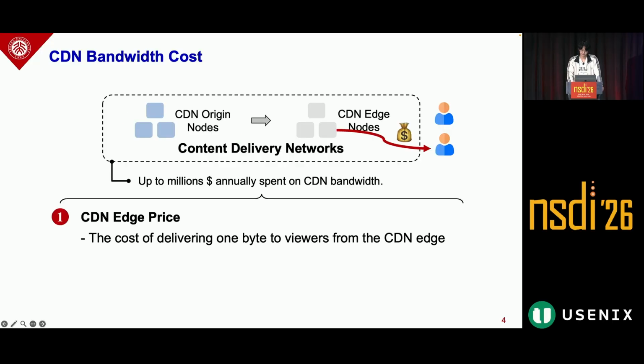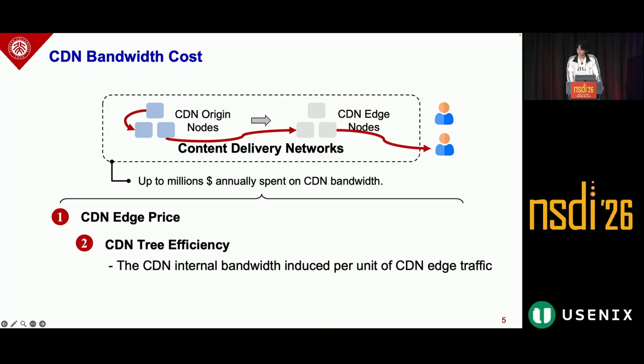The total cost is driven by three key factors. First is the CDN edge price. This is the unit cost of delivering 1 byte from the edge to audiences. The second is the efficiency of the CDN tree topology. This is the CDN internal bandwidth induced per unit of CDN edge traffic.